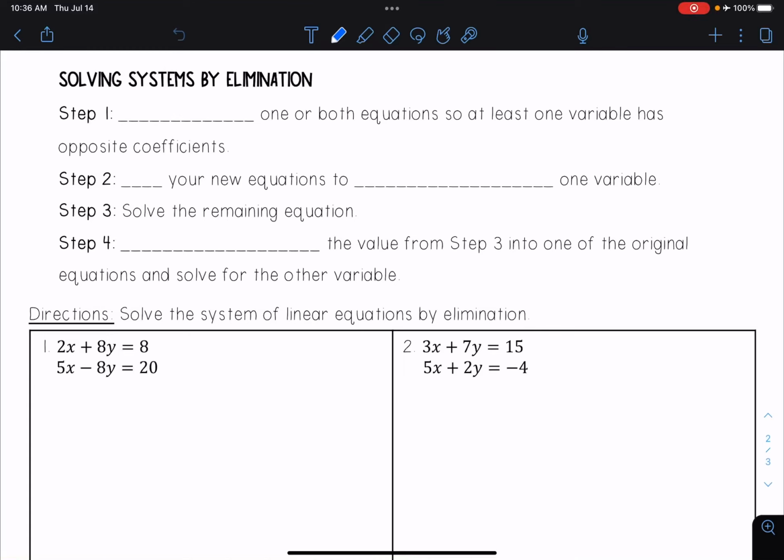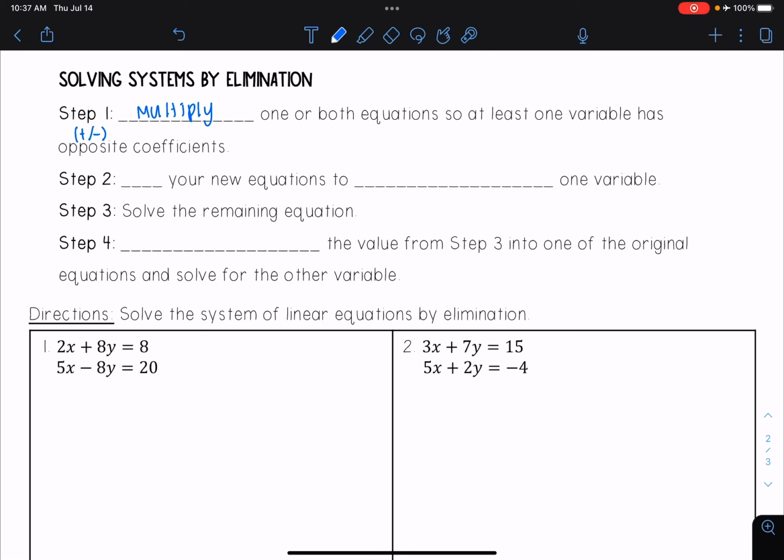In this video, we're going to be talking about solving systems by elimination. So there are 4 steps to solve a system by elimination. The first one is to multiply one or both equations, so at least one variable has opposite coefficients. And by opposite, I mean positive and negative.